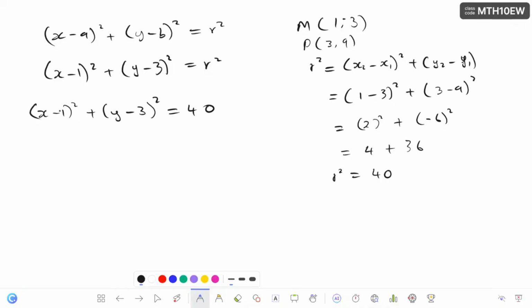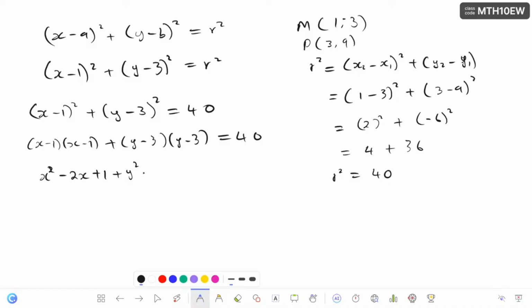So we need to simplify this one. So this one can simplify by saying, (x - 1)² + (y - 3)² = 40. So this one is x² - 2x + 1, this one is going to be positive y² - 6y + 9 = 40.